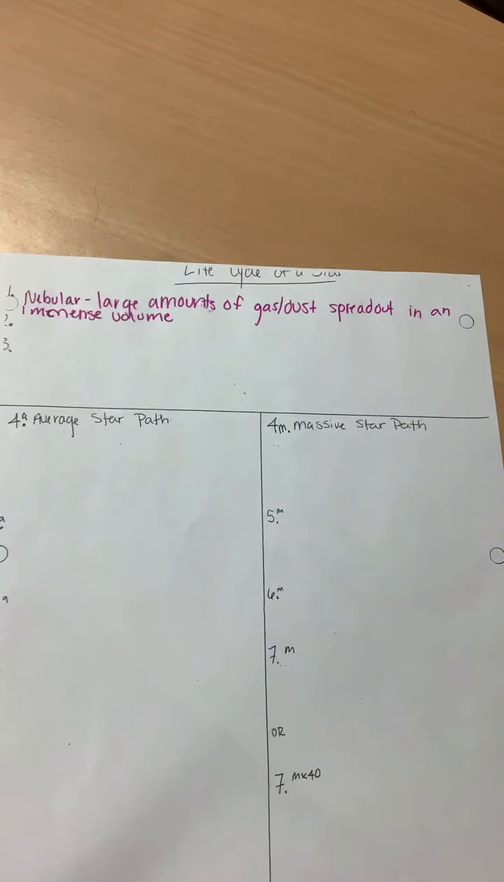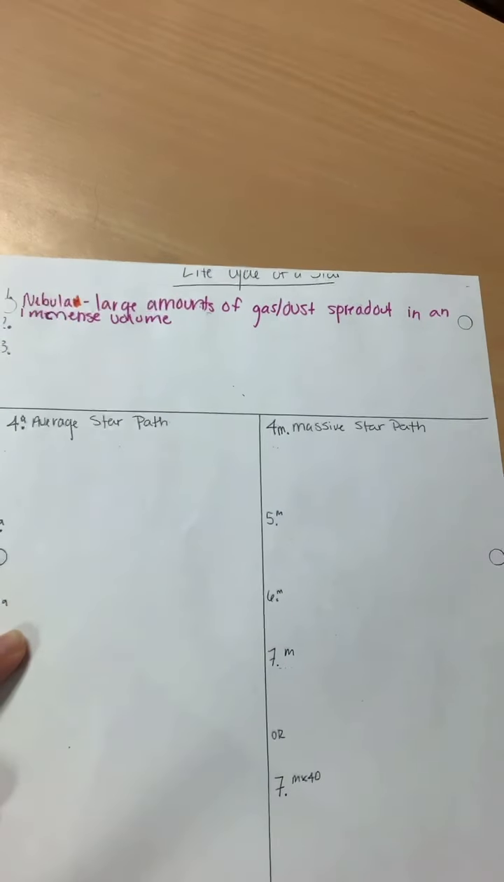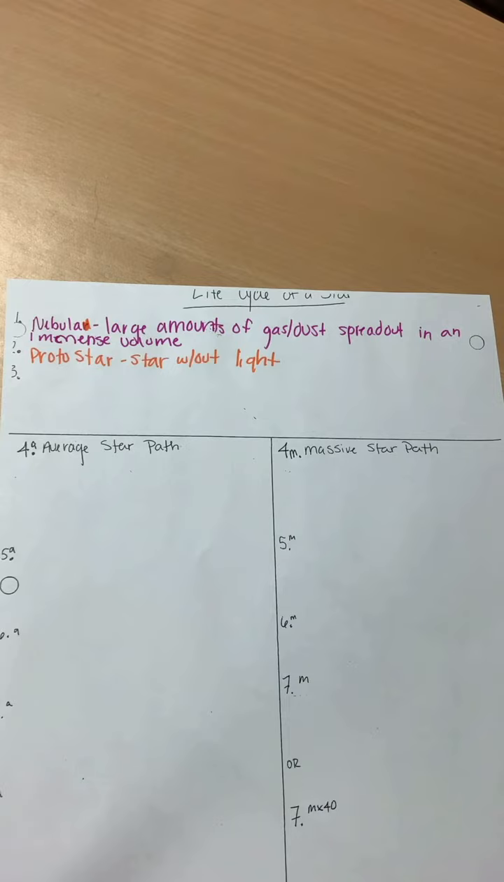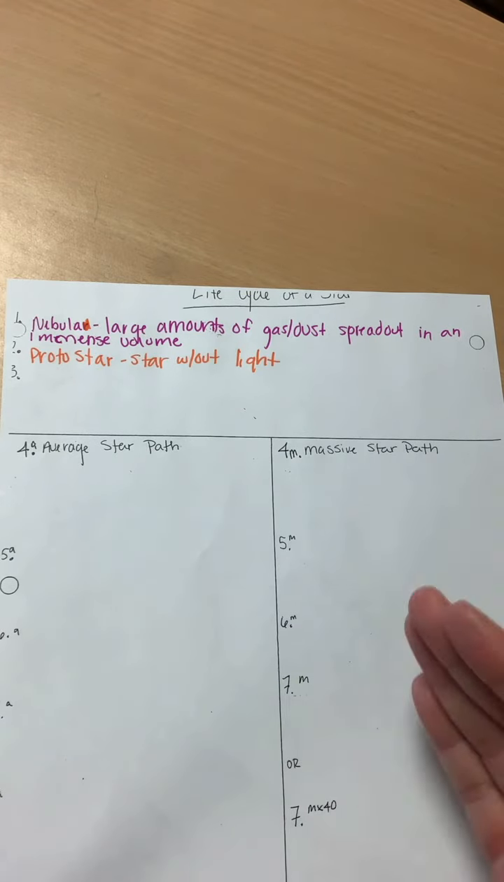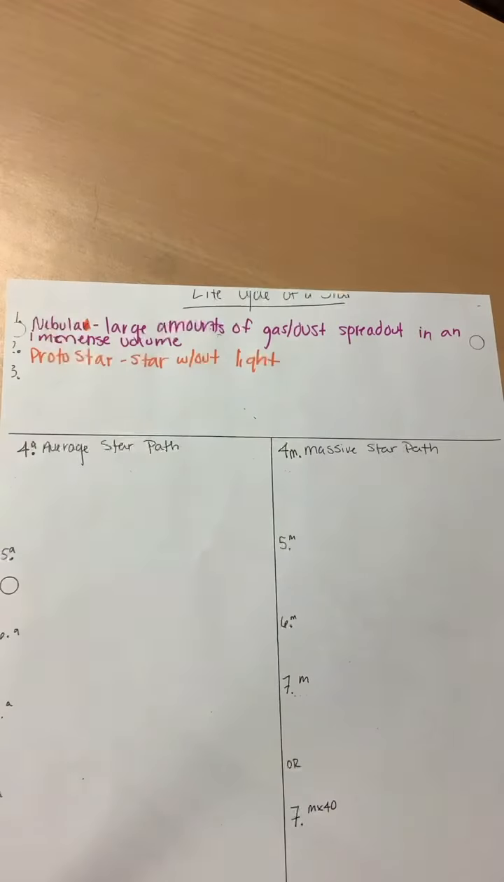A protostar is a star without light, so nuclear fusion has yet to begin in that star. That's a typo. Nebula. Okay, so protostar is next. The third step that all stars take, so they go from nebula to protostar, the picture shows that it goes to a main sequence star, which is the current stage our sun is at. So a main sequence star is a star that begins to emit light. That means nuclear fusion has begun.